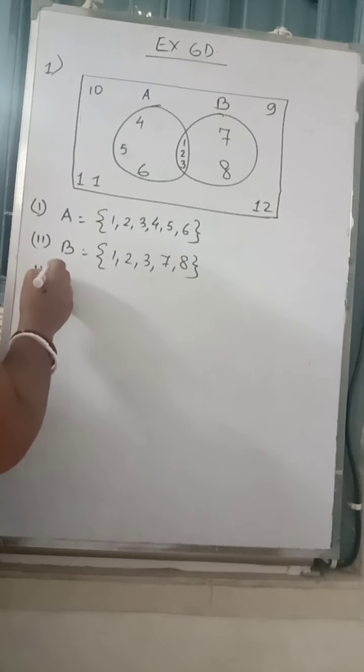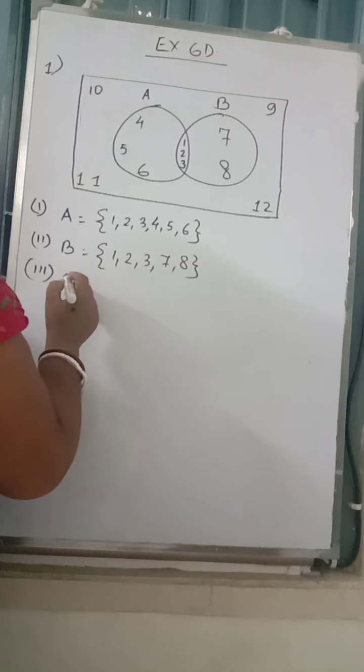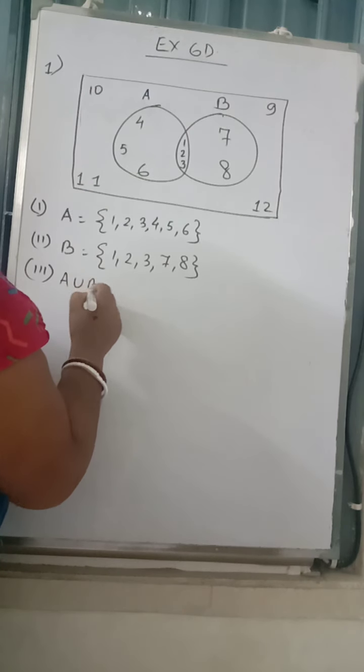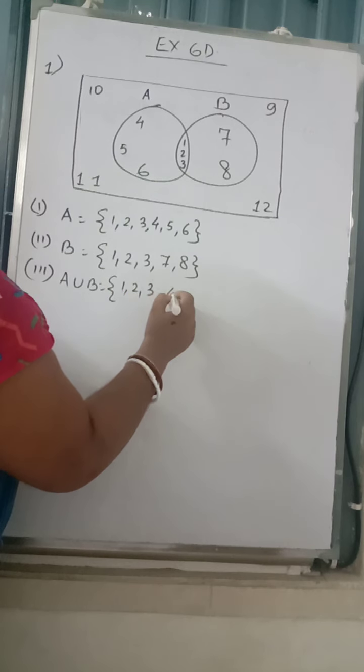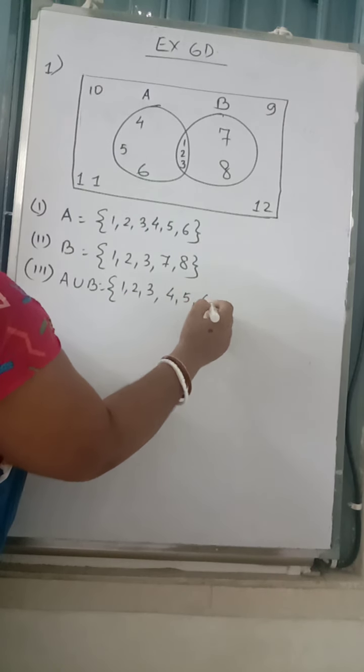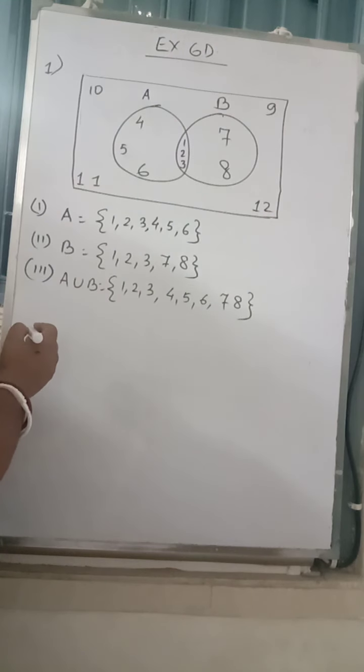Third is A union B. So this full region from here to here is A union B. So that would be first the common ones 1, 2, 3. Then set A's members 4, 5, 6. Then 7, 8. This is A union B.